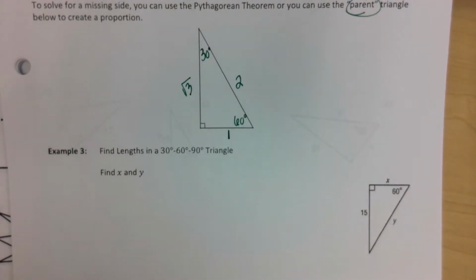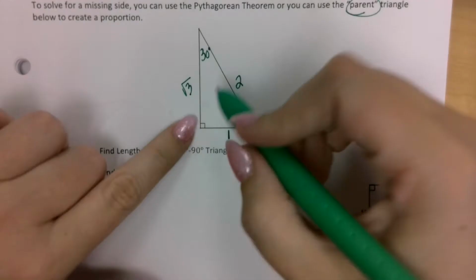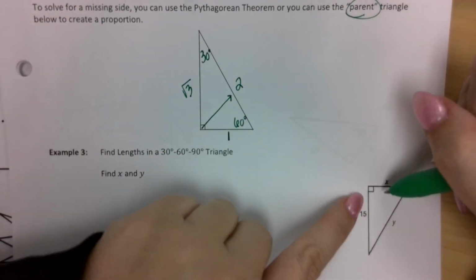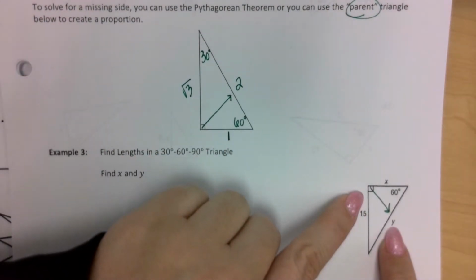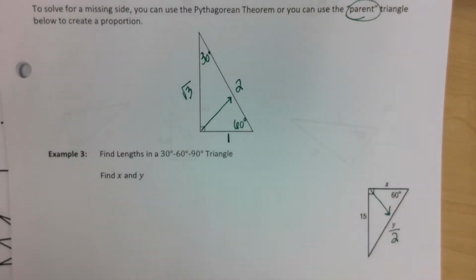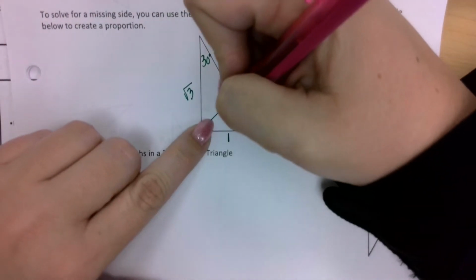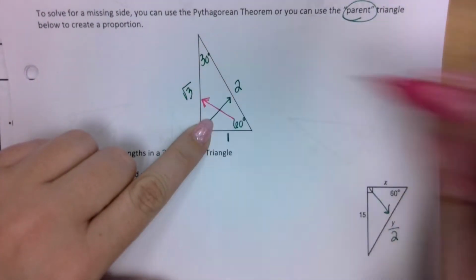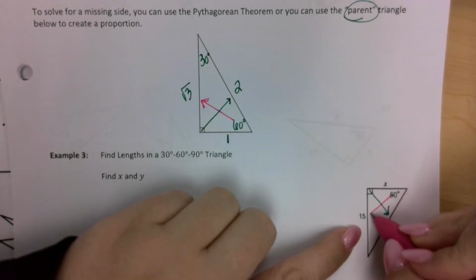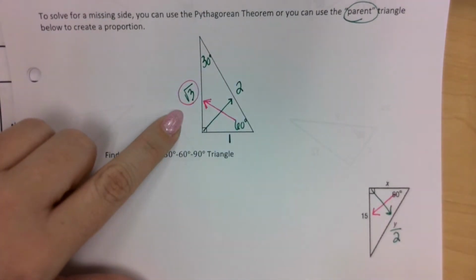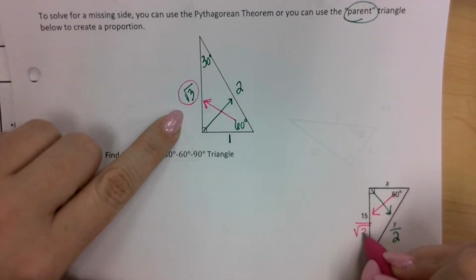I always think it's easier to start with the 90 degree. So just like in the last problems, this 90 degree is pointing to the 2. Well, over here, the 90 degree is pointing to the y. So that means the 2 and the y are paired together. Now let's look here. The 60 degrees is pointing at the root 3. If I look here, the 60 degrees is pointing at the 15. So that means the root 3 and the 15 go together.